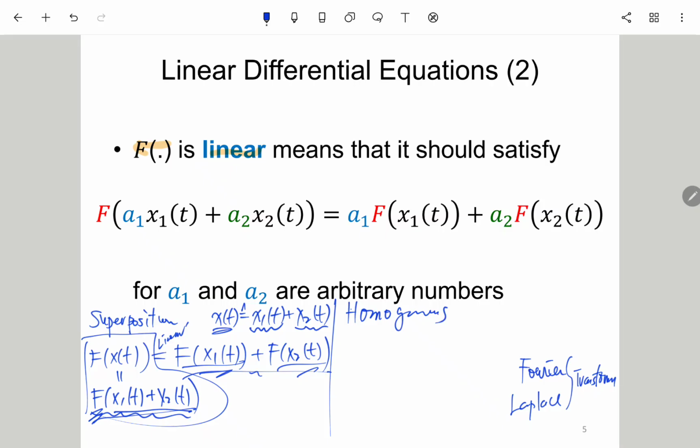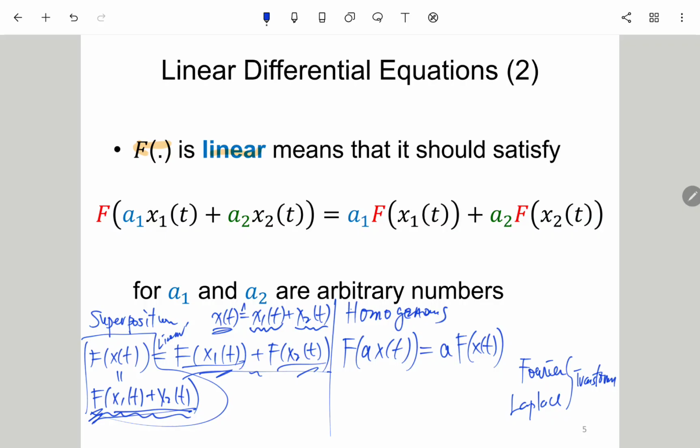Homogeneous means that f of a times x of t is equal to a times f of x of t. So this is called homogeneous.